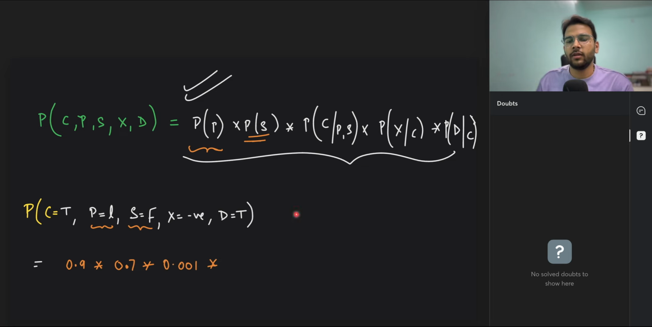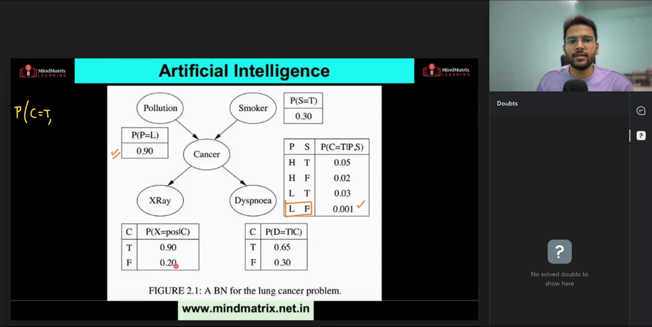0.001. Then what is the probability of X-ray is negative and cancer is true? X-ray is negative and cancer is true. Now, can you tell me the value here? X-ray is negative and cancer is true. Can you tell me what will be the value here? Just focus on this CPT.